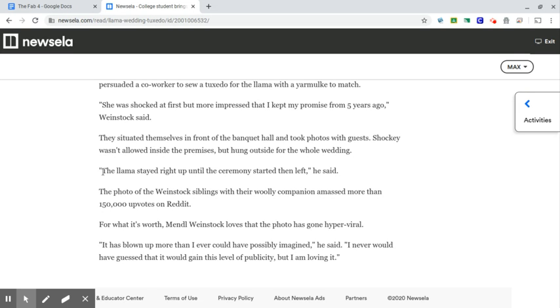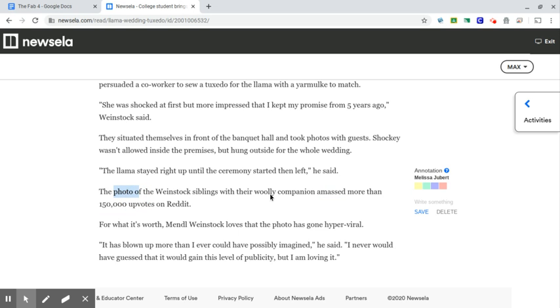The llama stayed right up until the ceremony started, then left, he said. The photo of Weinstock siblings with their woolly companion amassed more than 150,000 upvotes on Reddit. I see a word here I do not know. Amassed. It doesn't have anything to do with the llama in the picture, but the photo of the llama.